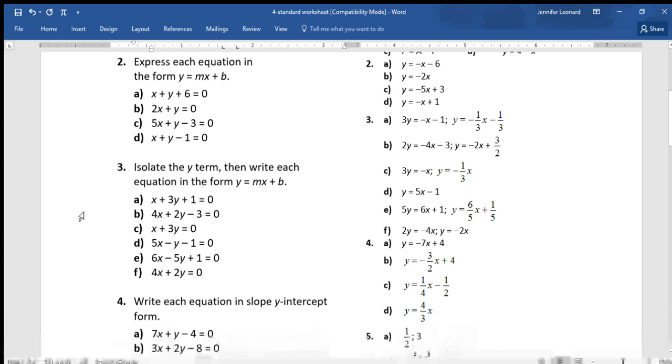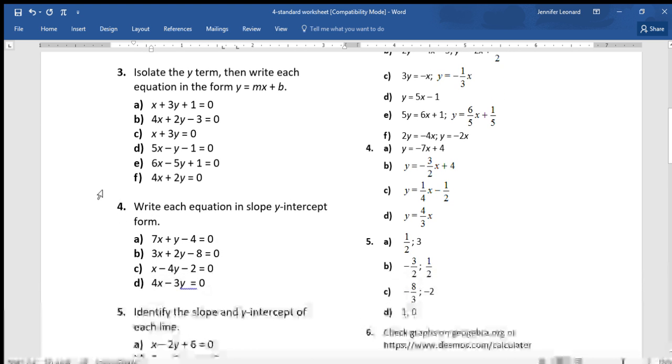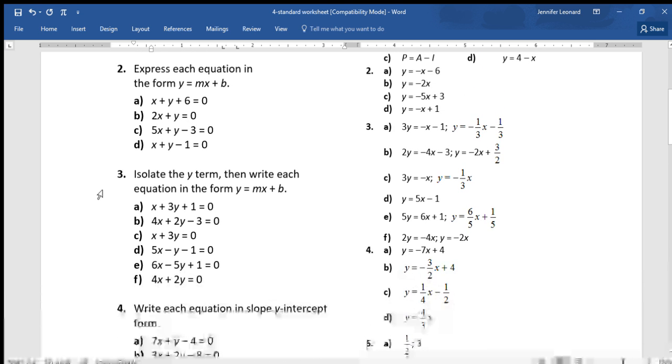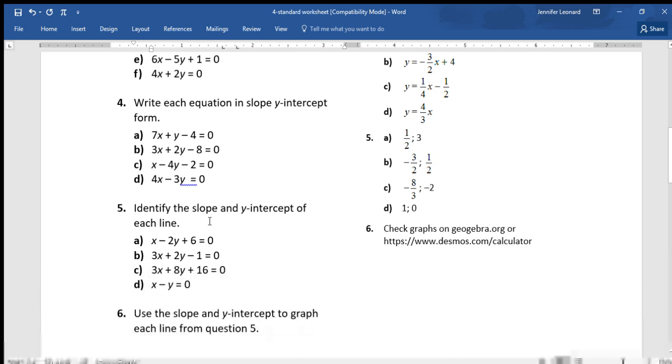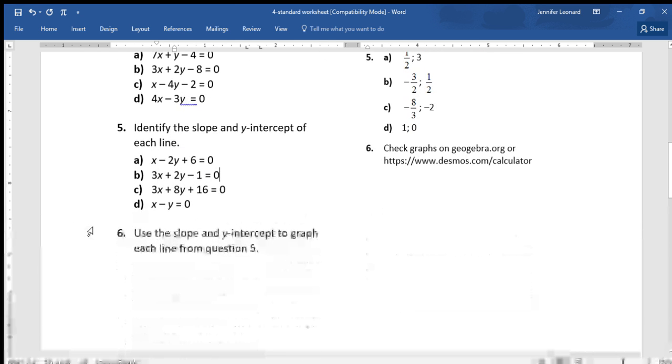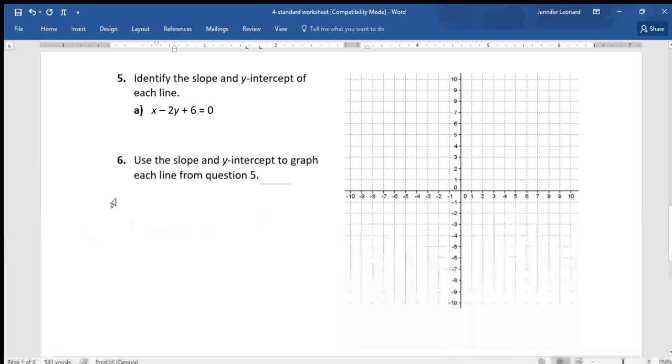Now the rest of these guys, they want you to write the equation in y equals mx plus b form. That's what 3 is saying as well. Isolate for y, write it in slope y-intercept form. So 2, 3, and 4 are all the same. 5, for us to do that, well, it has to be in y equals mx plus b form first. So I'll show you how to do one for number 5, and then that'll help you out with 2, 3, and 4. Okay, so we're looking at this one here.